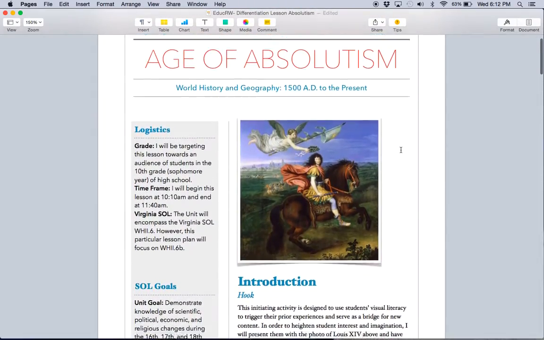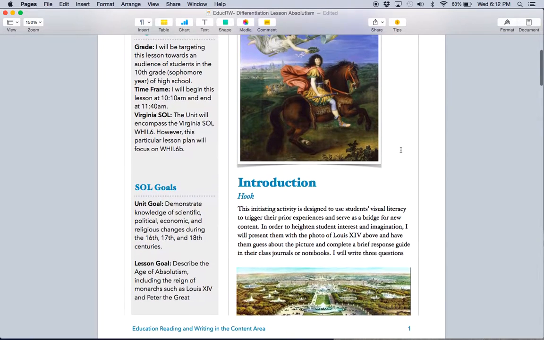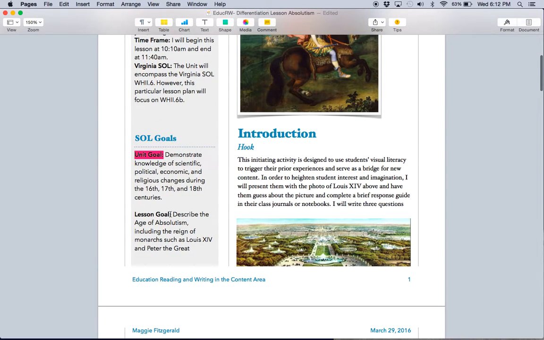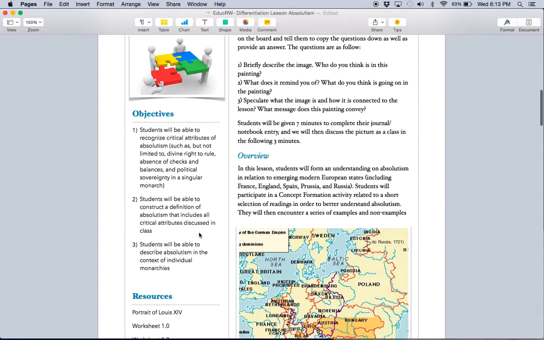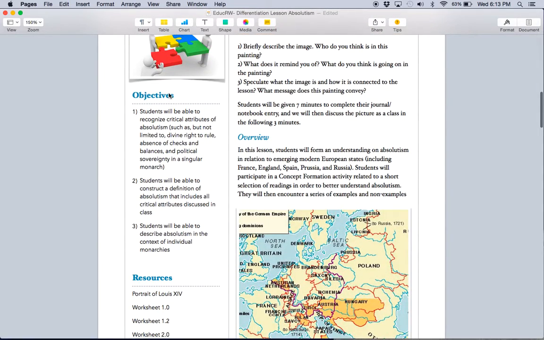So over in the beginning, this is on the age of absolutism. I have some specific goals. So I have the overall unit goal, which is basically describing change, political, economic, and religious, from the 16th to the 18th century. And then I have my lesson goal, which is describe the age of absolutism with some key figures. But I move on to objectives.